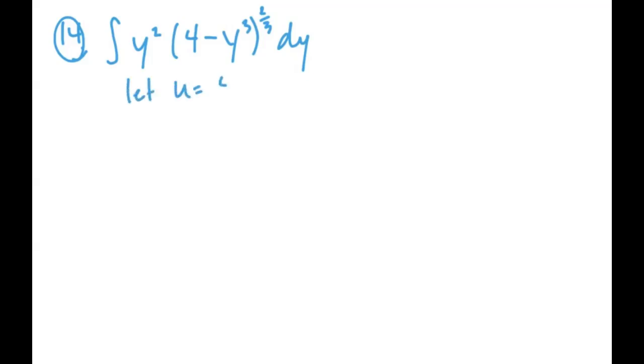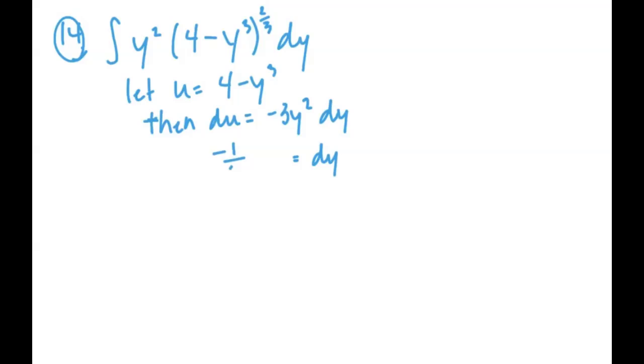So let's let u equal 4 minus y to the third. Then du equals negative 3y squared dy. So solve for dy, which equals negative 1 over 3y squared du. So we have the integration of y squared times u to the 2/3 times negative 1 over 3y squared du.